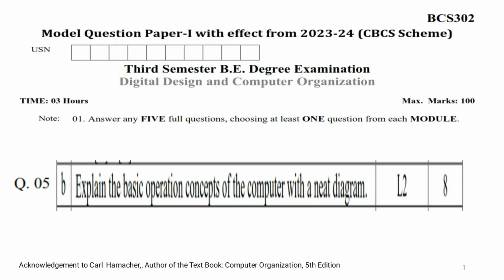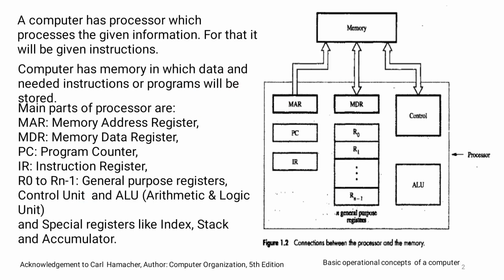Today we shall discuss Model Question Paper 1, with effect from 2023-24 CBCS scheme, of the subject Digital Design and Computer Organization, with the subject code BCS302, for third semester BE degree examination. In question number 5b, explain the basic operational concepts of the computer with a neat diagram, asked for 8 marks. Here we have to consider this diagram which shows the connection between processor and the memory.